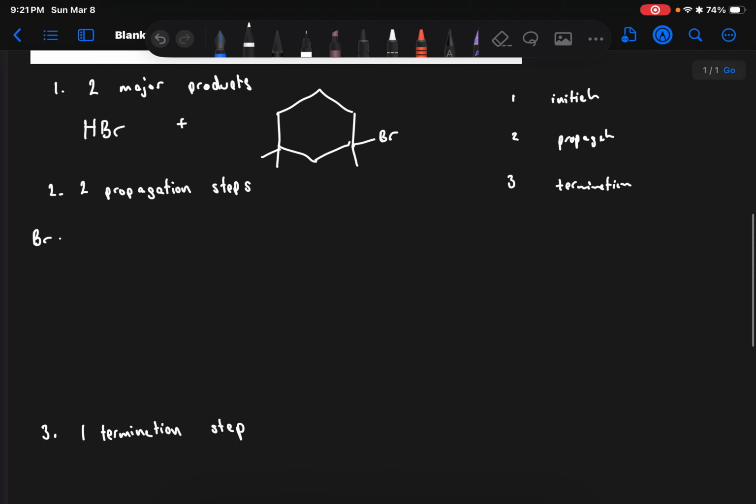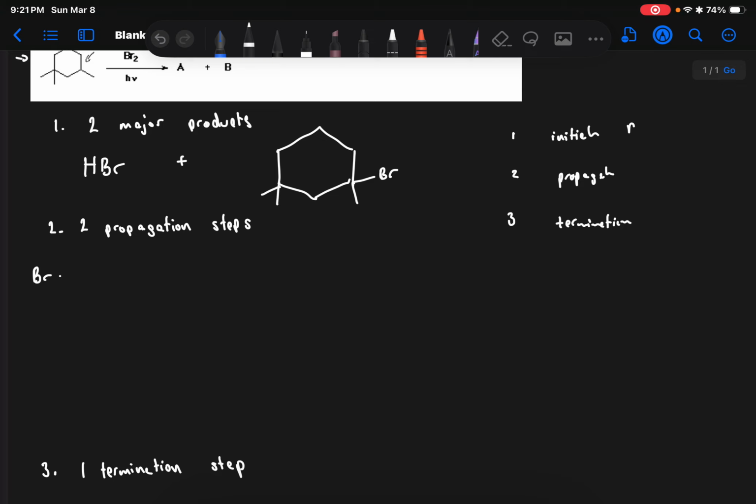So we're just going to be focused on the propagation and the termination steps, because the initiation step is literally just Br2 going to Br and another Br. That's basically all initiation is, not really that complicated. And then termination is basically the complete opposite of that. So we'll just get started with the propagation step.